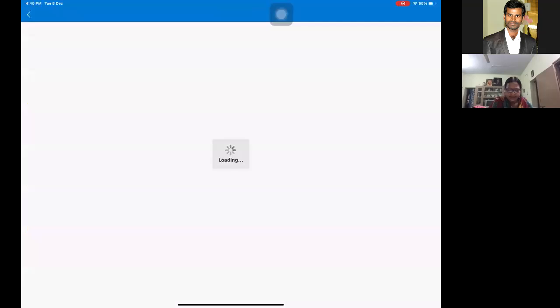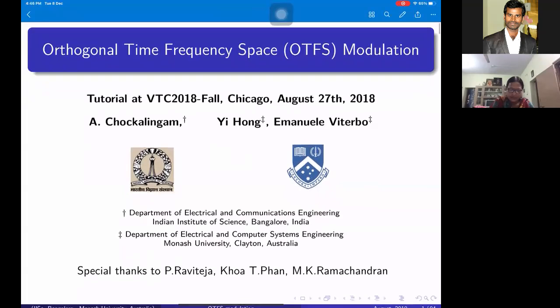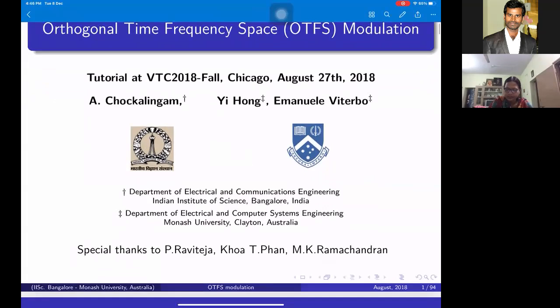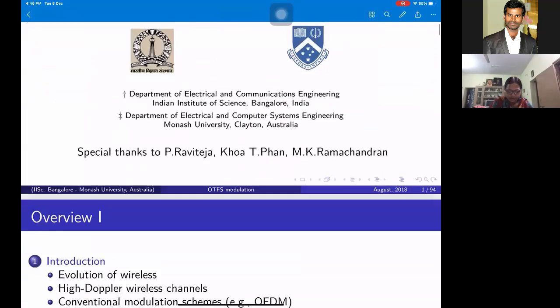These are not my slides. We have not prepared anything. This is one of the tutorials you can also download from the internet: orthogonal time frequency space modulation scheme by Chockalingam sir. He is a professor at IISc Bangalore, along with another group, Viterbi. You know Viterbi, right? Who designed the Viterbi codes.